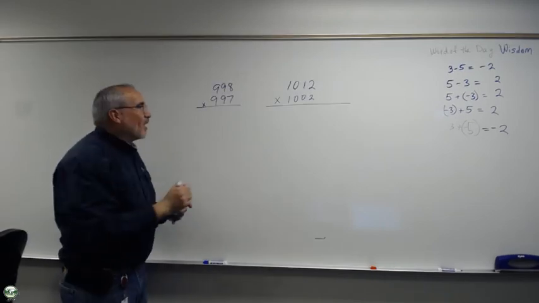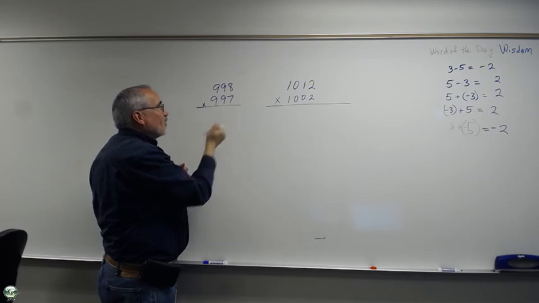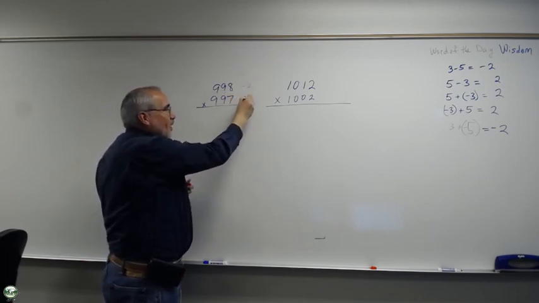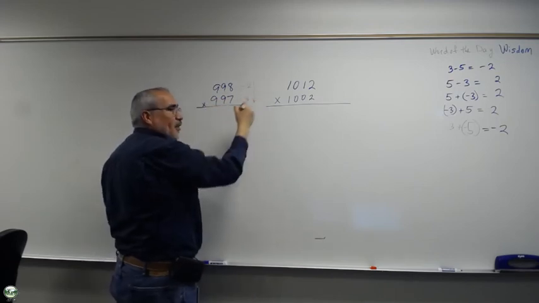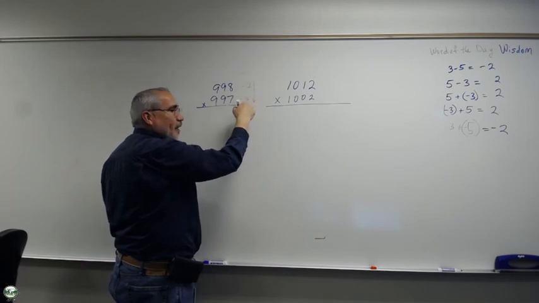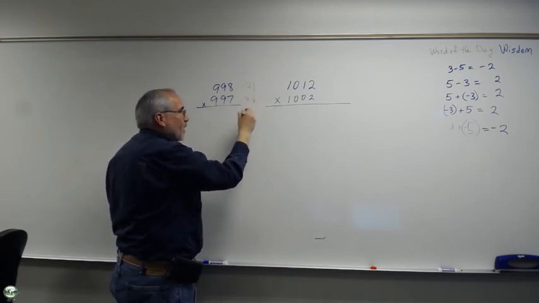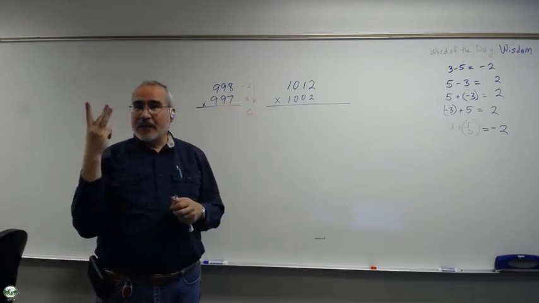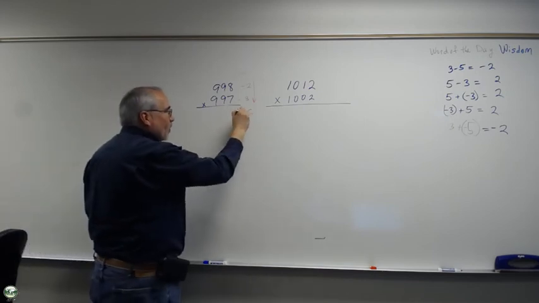Okay, so we looked at how far away from 1,000 they were. So this one is missing 2 more and it would be 1,000. This one's missing 3 more and it would be 1,000. What we did is we multiplied 2 times 3 and that gets us 6. But since it's close to 1,000, 1,000 has how many zeros? 3. So every answer has to have 3 digits. So we make that 006.